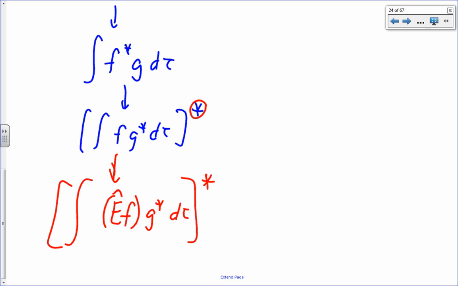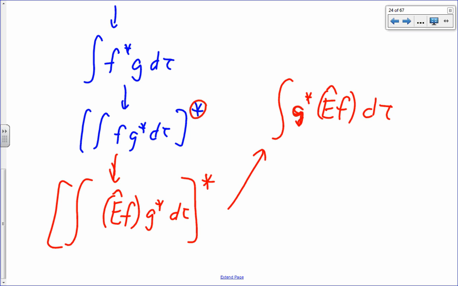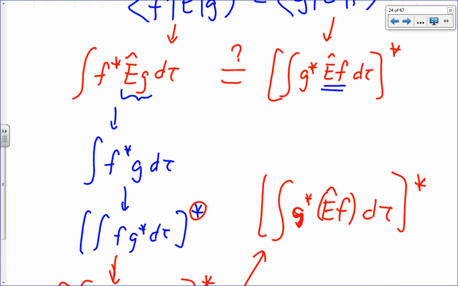What do I get now? This is integral of 1. E hat f star. Oh no, let me switch them around. Okay. I'm going to put the g star over here on the left. G star, E hat f d tau. And I still have that star on the outside. Right? But that's what this is, right? That's the same. Okay?